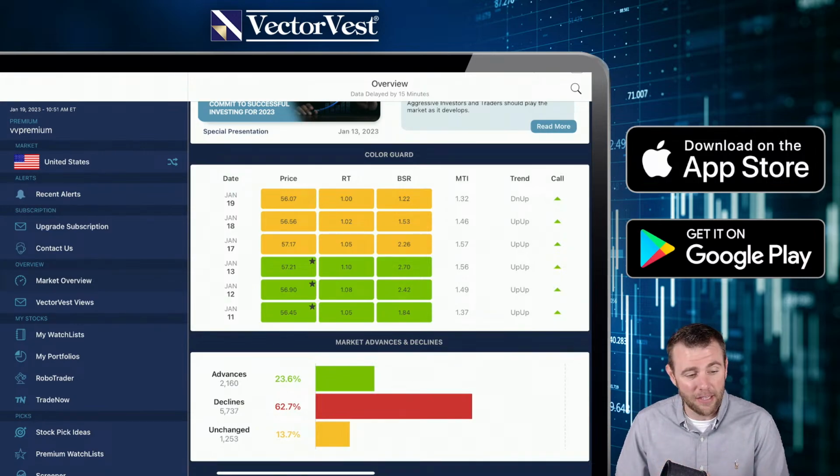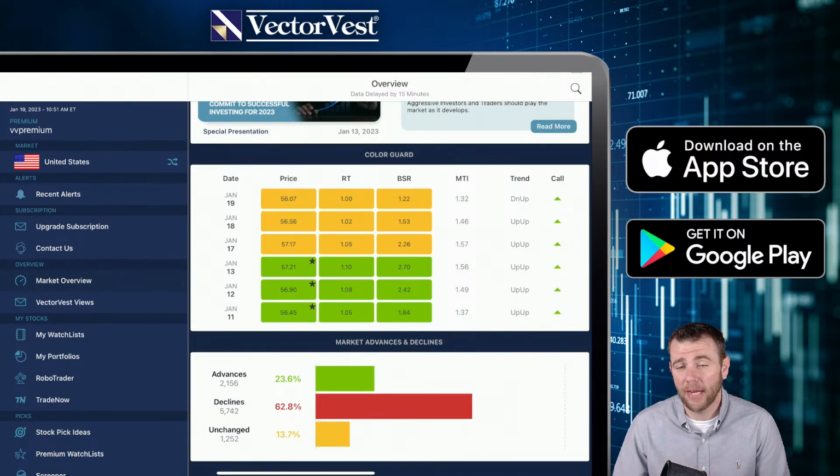And then last but not least, we always like to finish off with the calls column here, which stands for our confirmed calls, and our confirmed calls are our most conservative timing system. They're our last signal to get into the market and our last signal to get out. As you can see, we still remain in that confirmed up situation as of today.